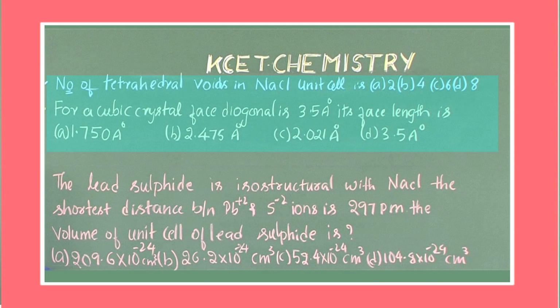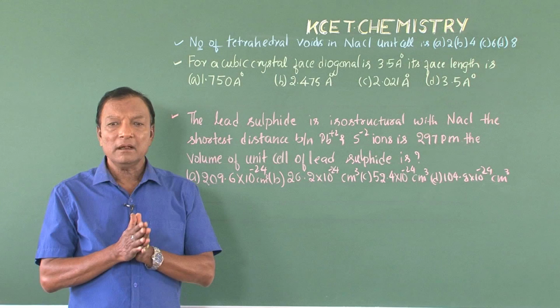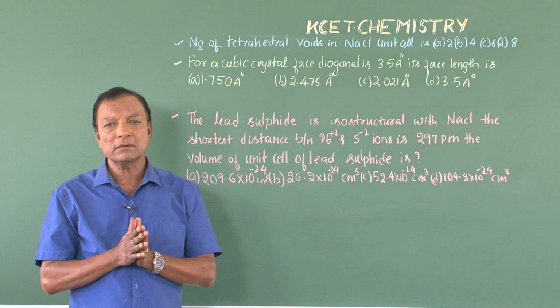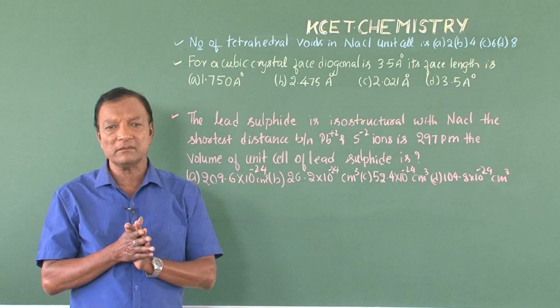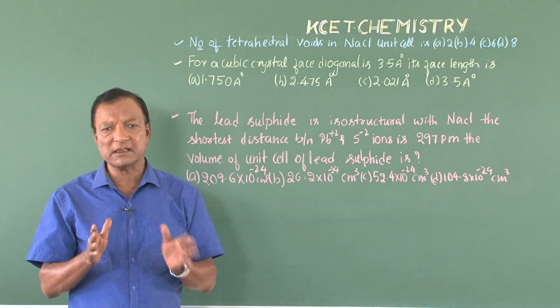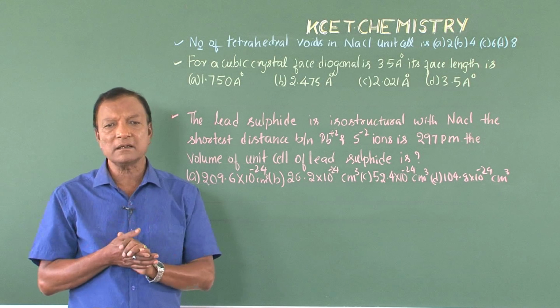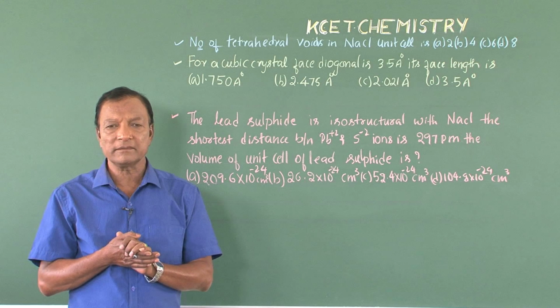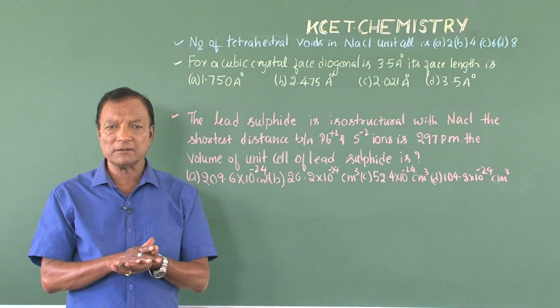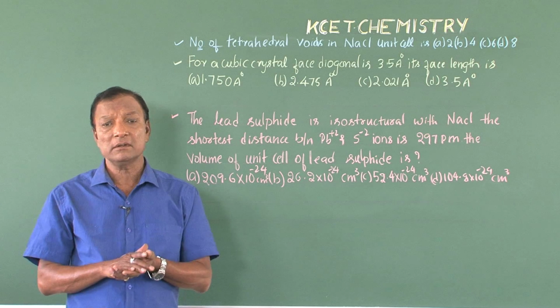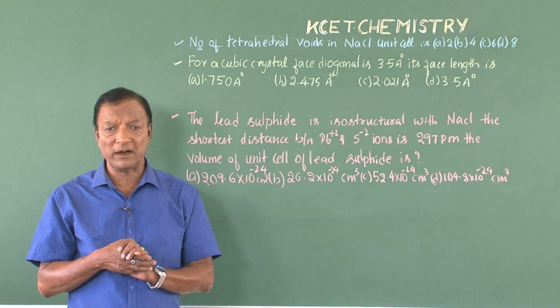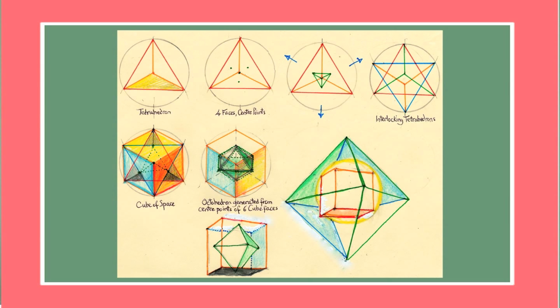So what is meant by the void? As we already know, in the closed packing system, there will always be empty spaces, and these empty spaces are considered as the voids. In the packed structure, we come across 2 types of such voids. Number 1, tetrahedral void, and number 2, the octahedral void. How are they produced? Now look.